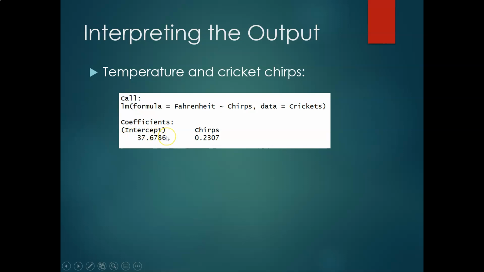The intercept never changes. It will always be the intercept. It's the point on the vertical axis where the line begins, or where x is equal to 0, and it never changes. But the chirps term will change each time x changes.